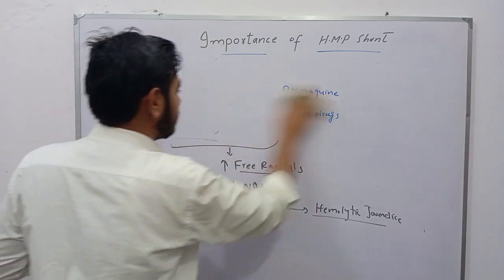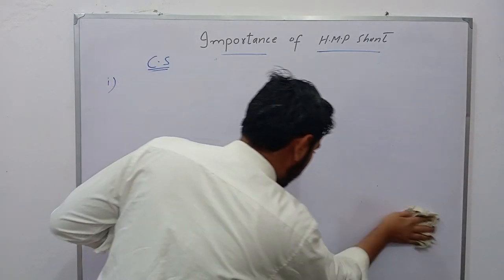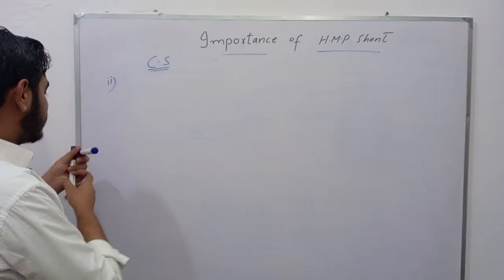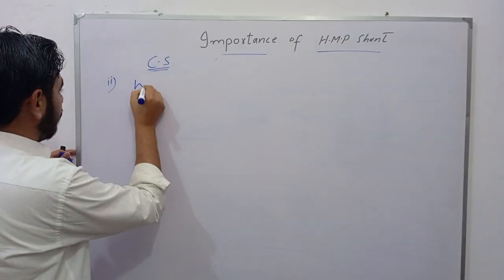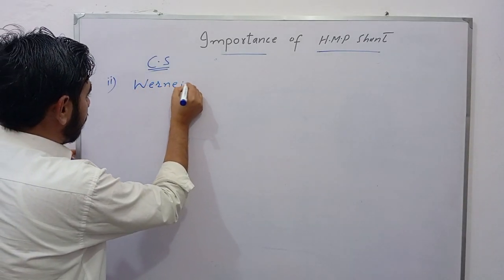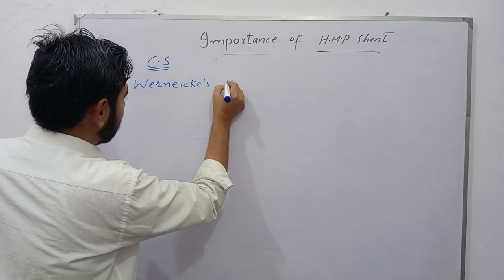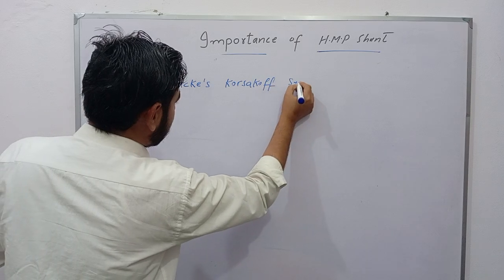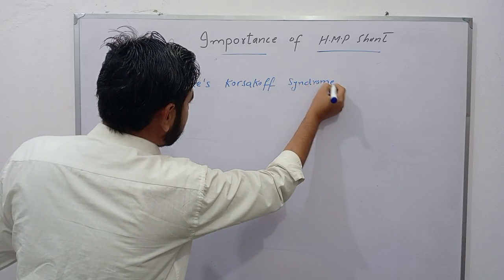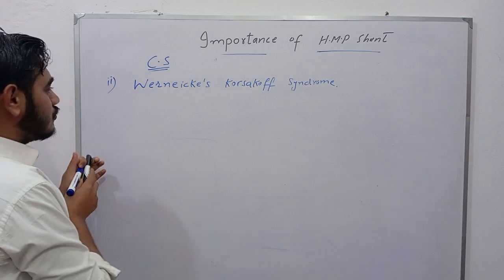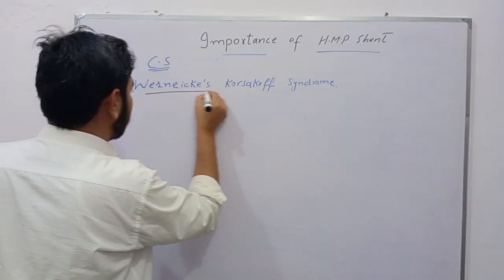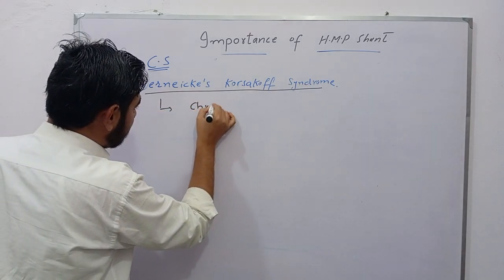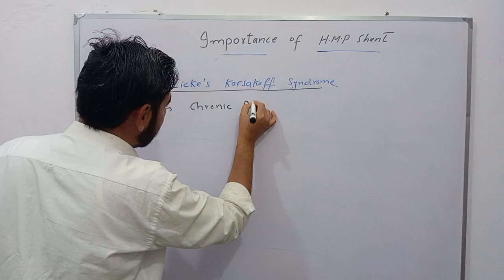Now, the second clinical significance is Wernicke-Korsakoff syndrome. This syndrome is a collection of disorders. It mainly occurs with chronic alcohol consumption.